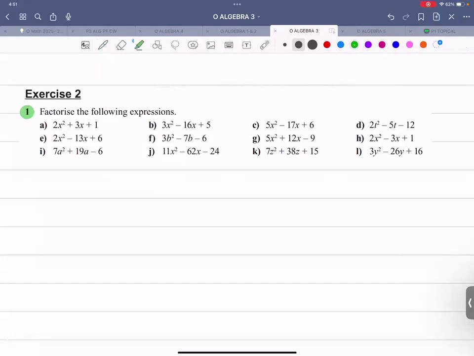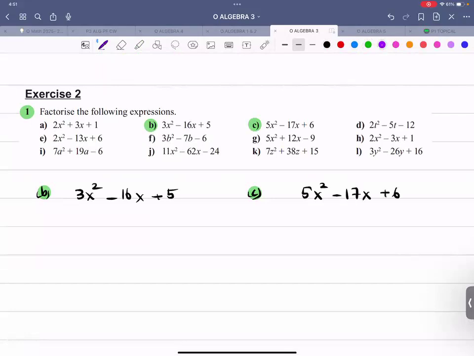So now let me solve one or two questions over here. Something like this. Let me solve part B, and let me solve part C. So this is part B, this is part C. Part B is 3x squared minus 16x plus 5. And this is 5x squared minus 17x plus 6.